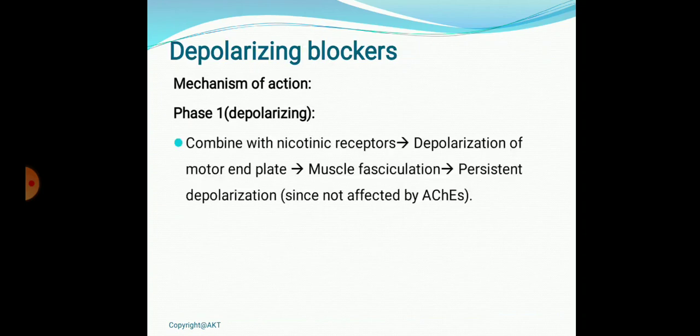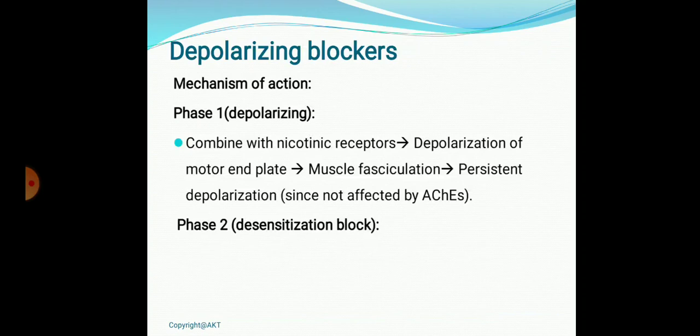First step, it produces depolarization, that is persistent or continuous depolarization, that is phase 1. It combines with the nicotinic receptor, that is the NM receptor, and depolarizes the motor end plate, and because of that depolarization, initially it produces skeletal muscle contraction, but it is disorganized skeletal muscle contraction resulting in muscle fasciculation or twitching. And the persistent depolarization will continue since acetylcholinesterase is not able to remove succinylcholine from the synapse. And this is phase 2, the second phase, a desensitization block.